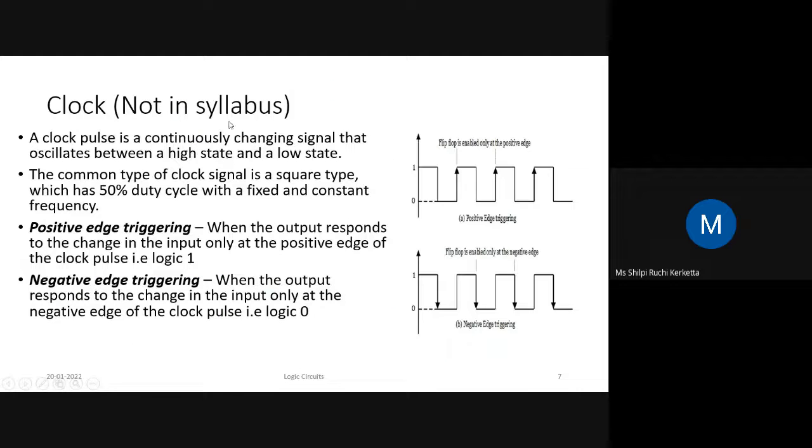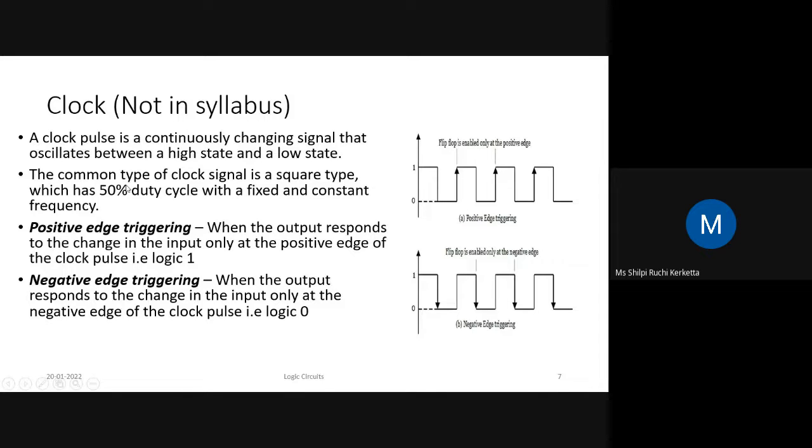Okay, first I will explain clock. I told you clock is a digital pulse with 1 and 0. Same way we have clock. This is not in syllabus, but you need to understand this. A clock pulse is a continuously changing signal that oscillates between high state and low state. So this is high state and this is low state. It is constantly changing.